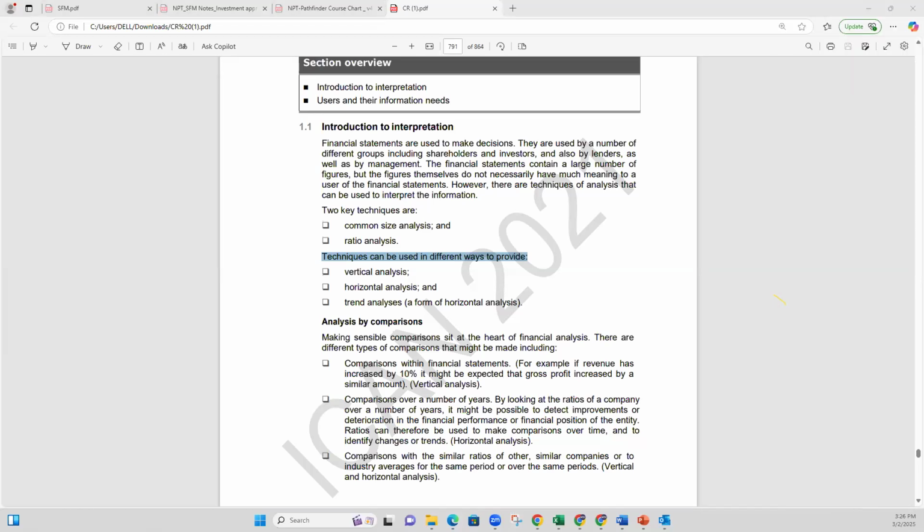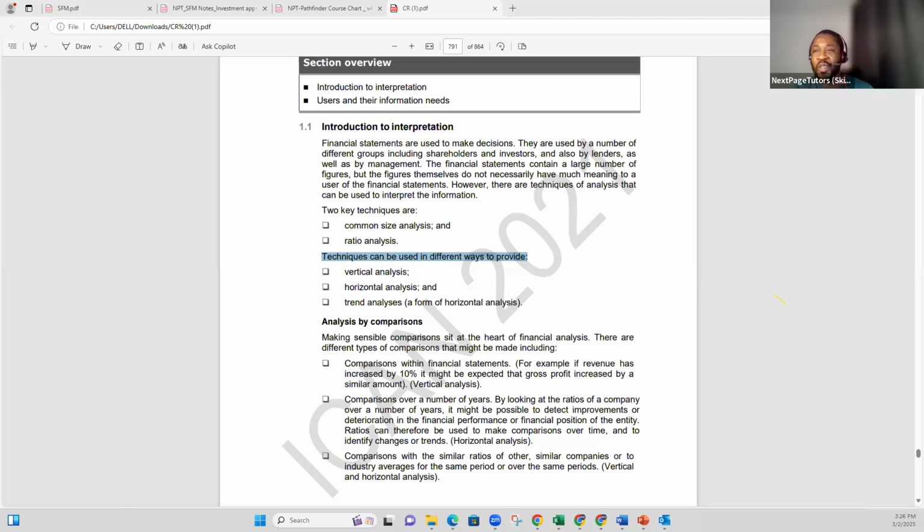Okay, good afternoon, everybody. Making sensible comparison sits at the heart of financial analysis. There are different types of comparison that might be made, including one, comparison within financial statements. For example, if revenue has increased by 10%, it might be expected that gross profit increased by a similar amount. Vertical analysis.